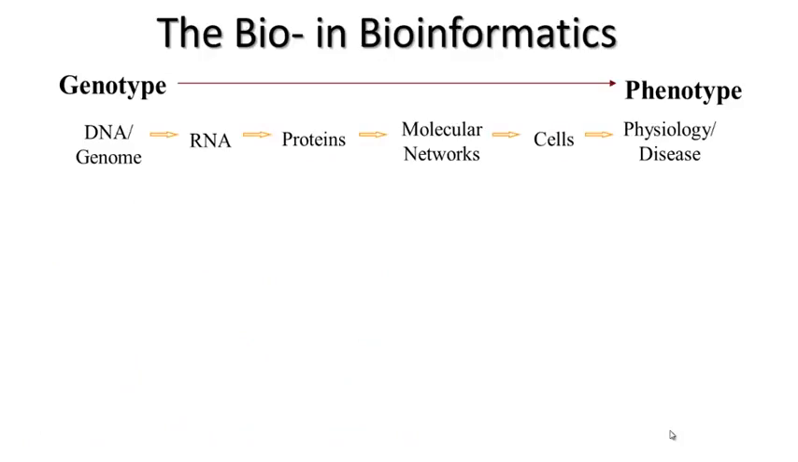From the angle of bio in bioinformatics, the databases and software address diverse biological problems from genotype to phenotype, from DNA sequences such as genes and genomes, RNA sequences, protein sequences and structures, pathways, networks, to diseases, and so on. From the organizational point of view, there are large centralized resources as well as individual databases and software tools. Let's start with the centralized resources.